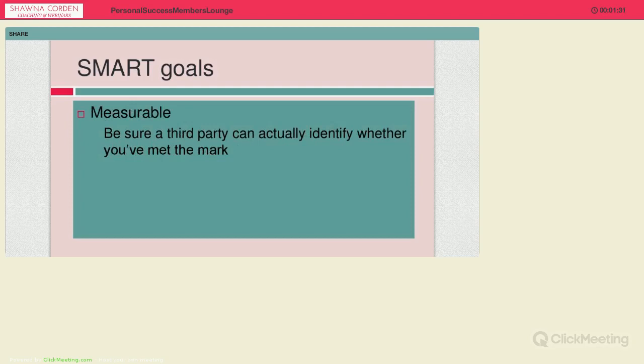Okay. Measurable means that a third party can identify whether you've met the mark. This is how I think of the numbers. Is this dollars saved? Is this increased customer satisfaction? Is this pounds lost? Is this how fast you can run a mile? Is this a date that you've achieved this particular objective, like finding a new job?